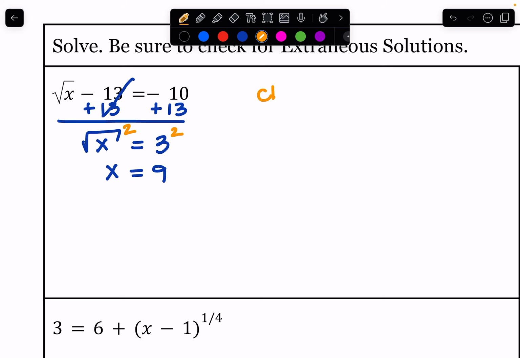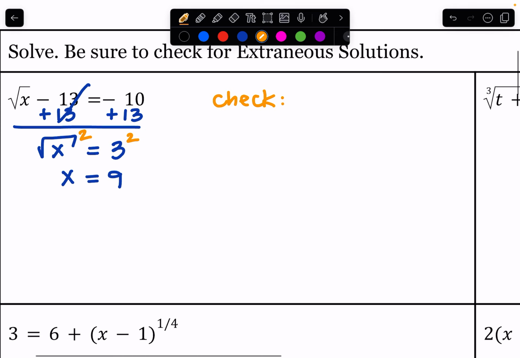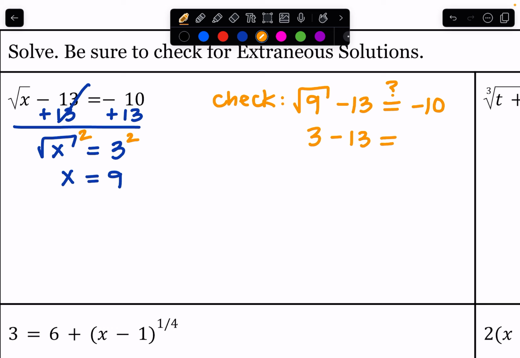Now to check that, I'm going to plug in 9. I'm going to have the square root of 9 minus 13 equals -10, and I'm going to put a little question mark here because I'm just not sure. The square root of 9 is 3, so I have 3 minus 13 equals -10, and that does check out. So our solution set for this one would be 9.